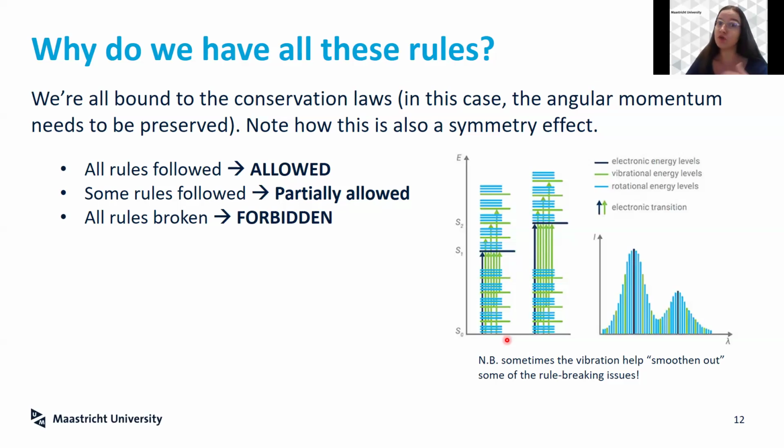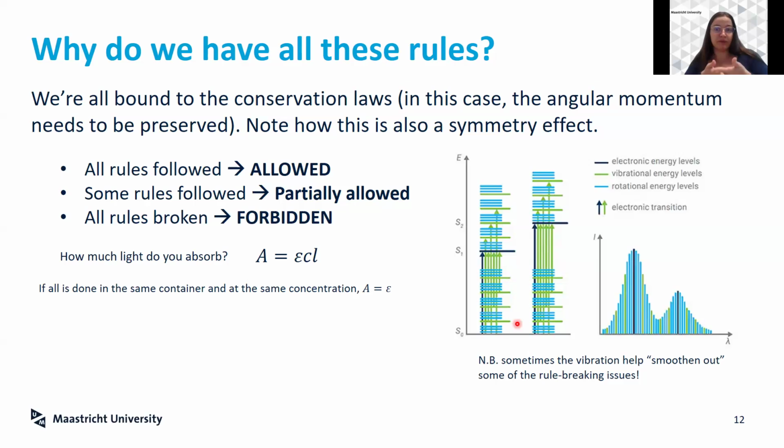And if you follow none of the rules, so you break the spin, you break the Laporte, you're moving from u to u, the transition is forbidden. This transition will be called forbidden. Consider obviously that as you go through, every new excited state will have vibrational substates and rotational substates. Some of these things can help you trick the system a bit. We're going to go into that in a bit.